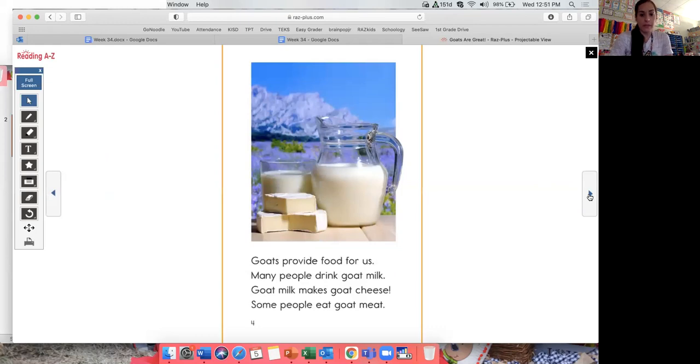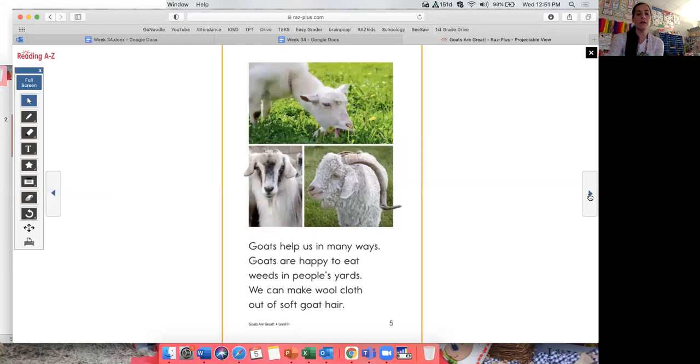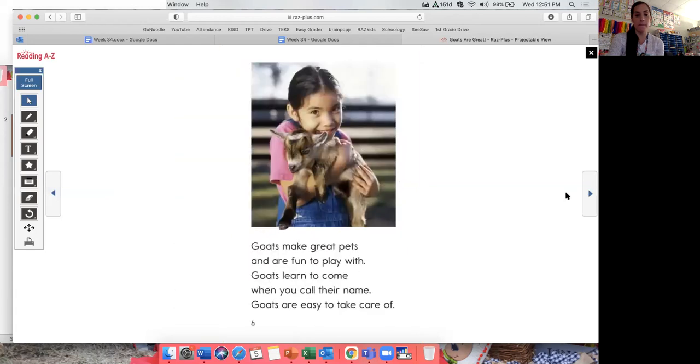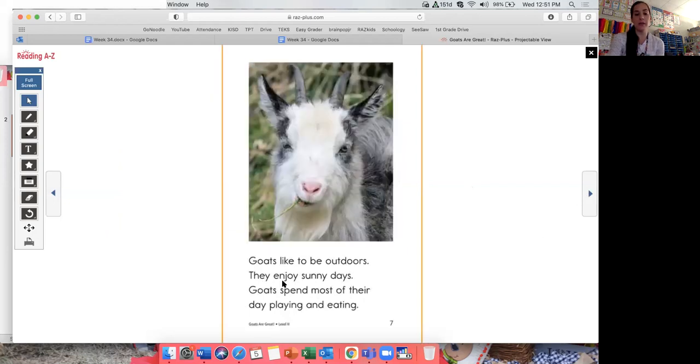Goats provide food for us. Many people drink goat milk. Goat milk makes goat cheese. Some people eat goat meat. Goats help us in many ways. Goats are happy to eat weeds in people's yards. We can make wool cloth out of soft goat hair. Goats make great pets and are fun to play with. Goats learn to come when you call their name. Goats are easy to take care of. Goats like to be outdoors. They enjoy sunny days. Goats spend most of their day playing and eating.